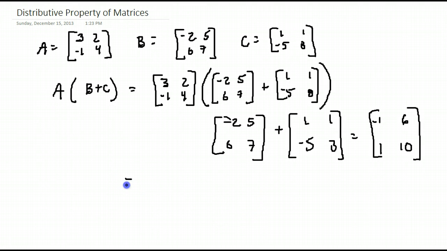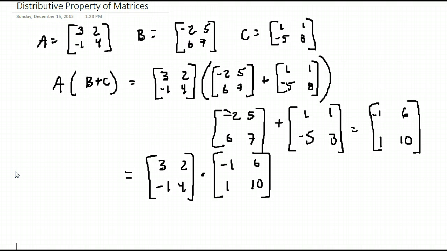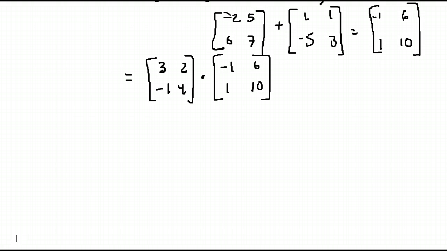To this, then we can multiply A. So now we have, open matrix, 3, 2 first row, -1 and 4 second row, times -1 and 6 first row, 1 and 10 second row. Now let's look at the multiplication of our two matrices. So we have a 2 by 2 times a 2 by 2. So our answer matrix is going to be a 2 by 2.